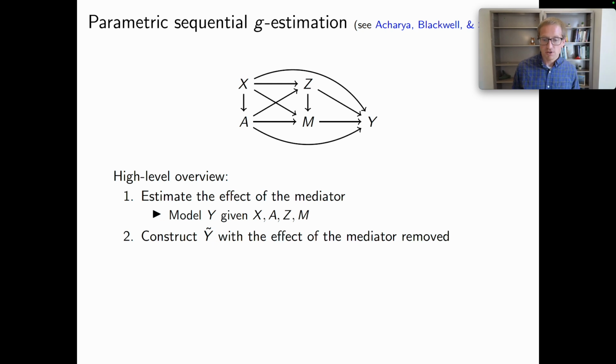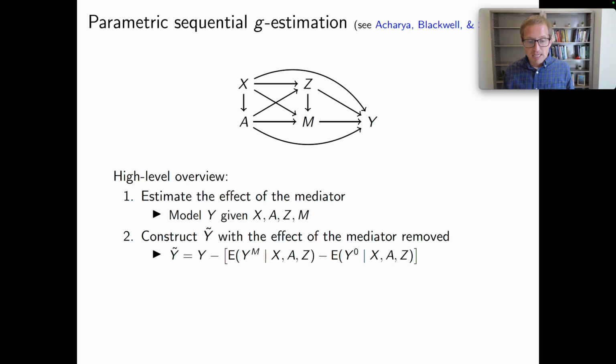Then second, you construct what's called a blipped down outcome. We're going to call this Y tilde. This is the outcome that would be realized if the effect of the mediator were removed. In other words, we're doing that thing where we impute the outcome that a person would have realized if their mediator took the value that we're interested in. So here, our blipped down outcome is the factual value of the outcome minus the difference between the factual value of the outcome as predicted from our model and the expected value of the outcome that would have been realized if the mediator were set to the value of interest, in this case, 0.